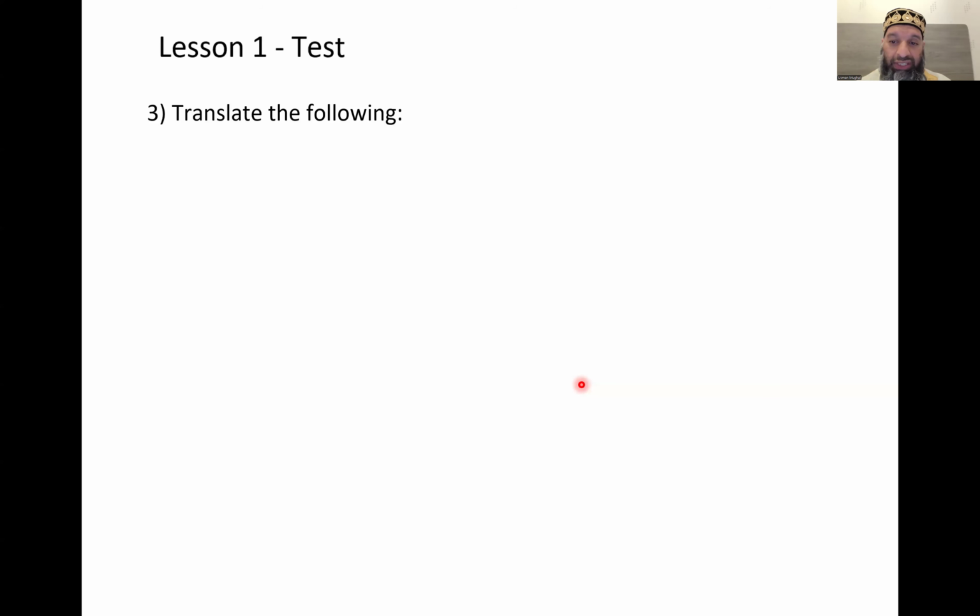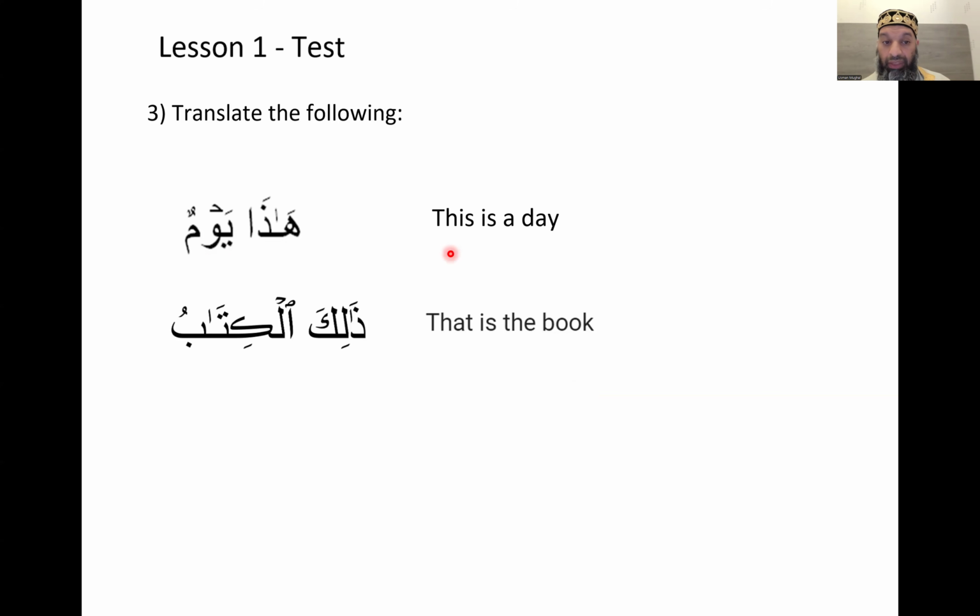Translate the following. These are now from the Quran. Hada yawmun. Because we haven't done yawmun, I didn't test you on yawmun. Yawmun will be the same for each of the answers. It's only the first part I wanted you to know. So hada means this is, and a day was already written for you. ذلك الكتاب. ذلك means that is. So that is the book.